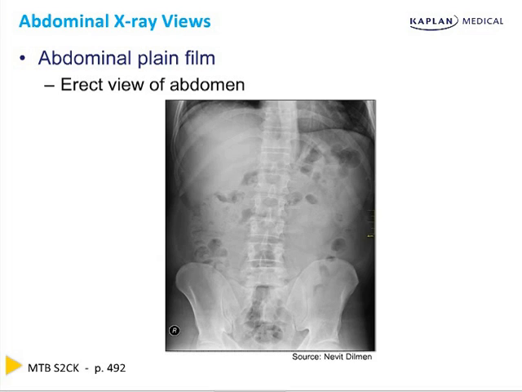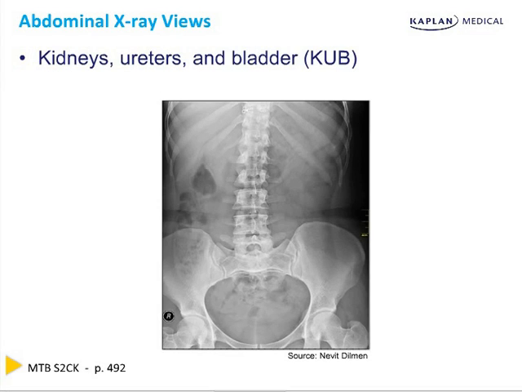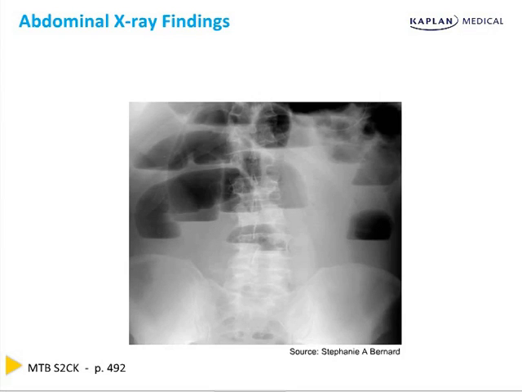The second type of abdominal x-ray is called a KUB film, which stands for kidneys, ureters, and bladder. A KUB is just a supine view of the abdomen, which can be useful for detecting dilated loops of bowel caused by a small bowel obstruction. The image seen here is a normal KUB film. On the upright abdominal plain film seen on this slide, you can see the classic radiographic findings of a small bowel obstruction.